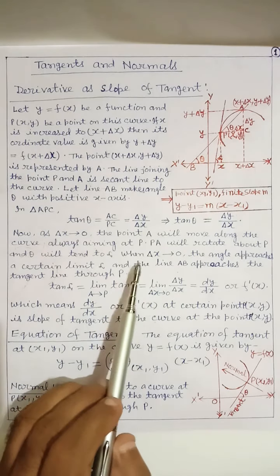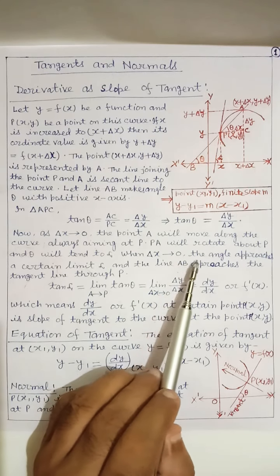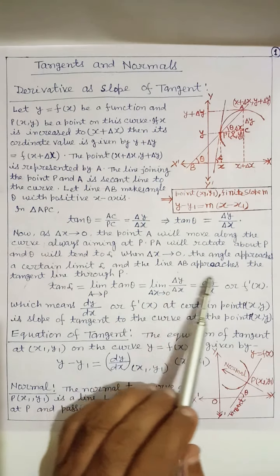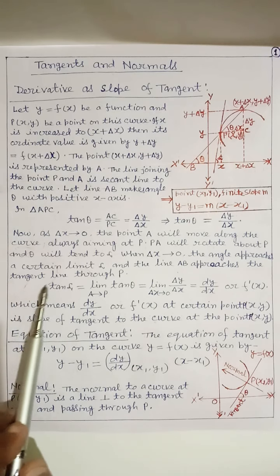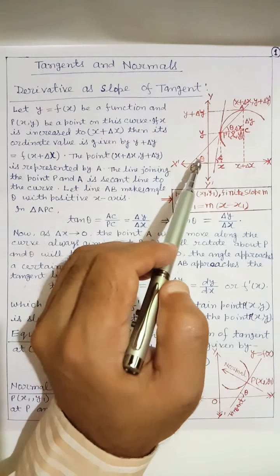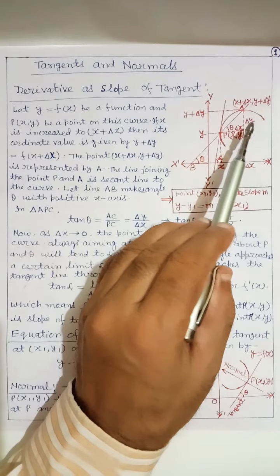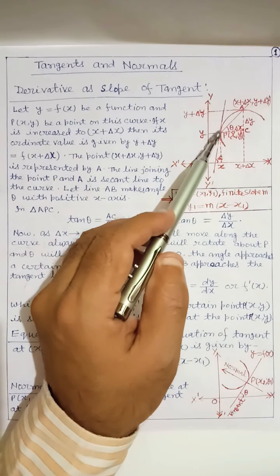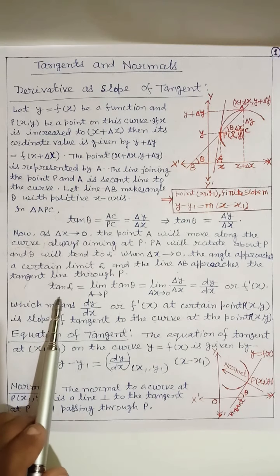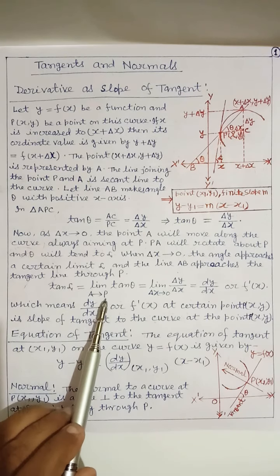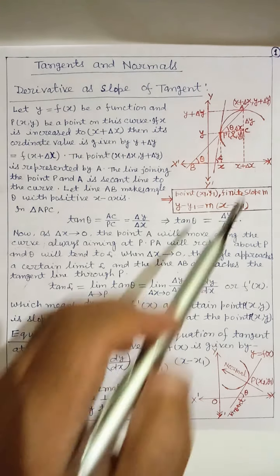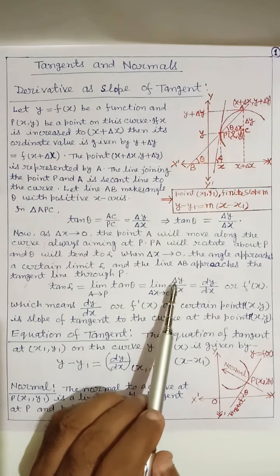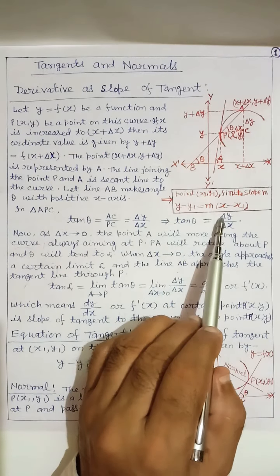Therefore, when delta x tends to 0, the angle approaches a certain limit alpha, and the line PA approaches the tangent line through P. Here this tangent line passes through P. So tan alpha equals limit A tends to P of tan theta, which equals limit delta x tends to 0 of delta y by delta x.